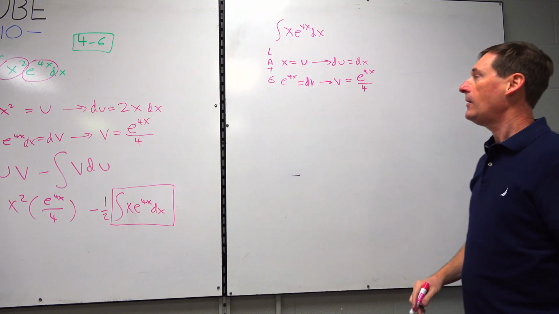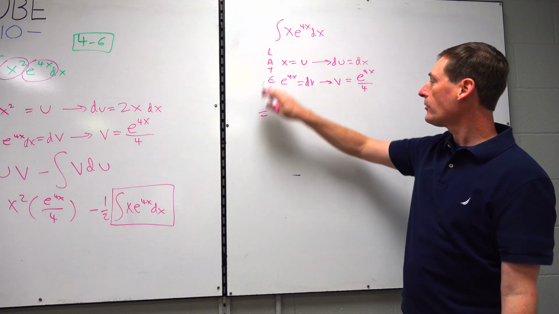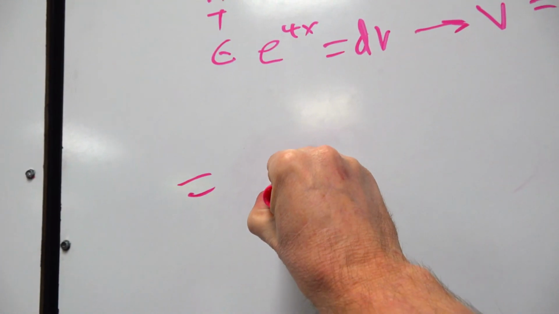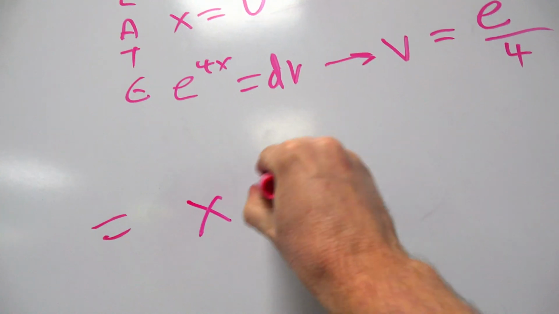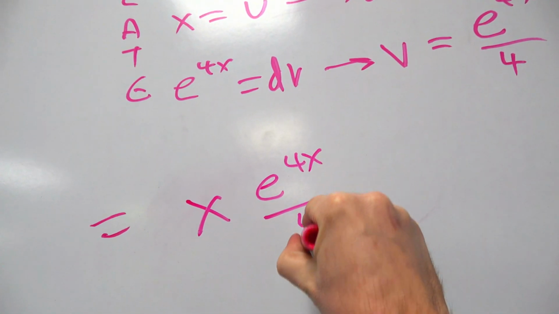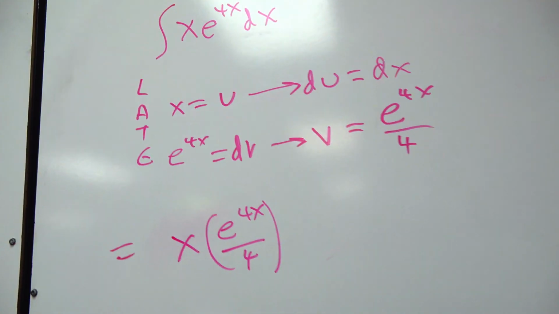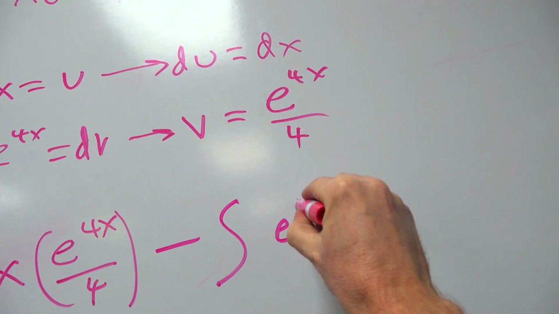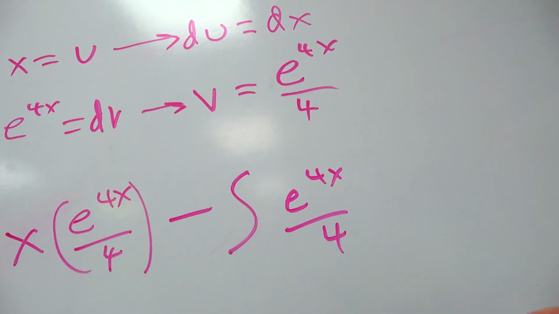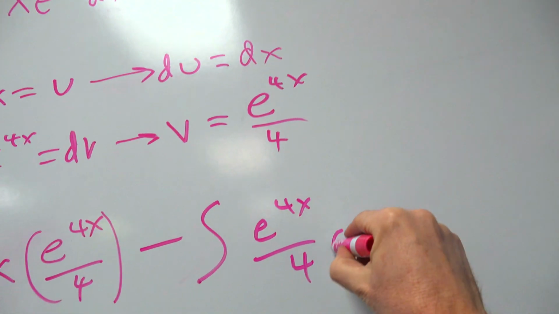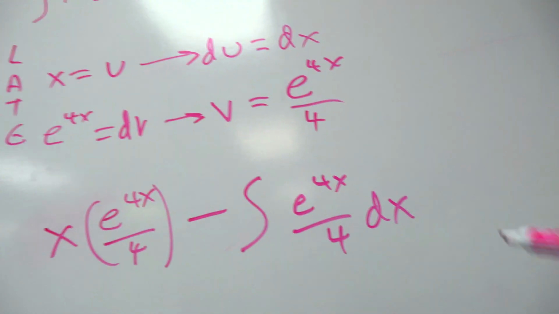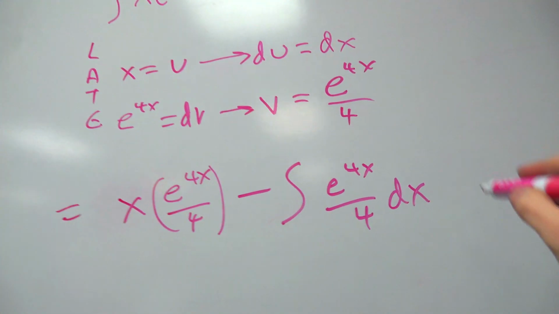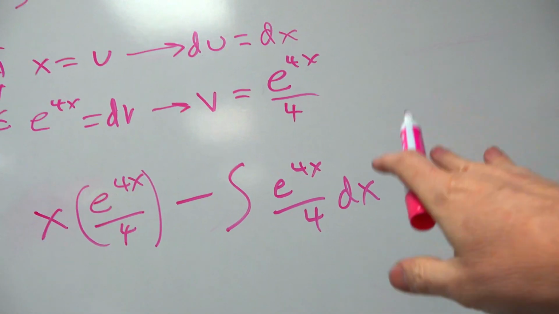That's the deal. Okay, so this integral equals uv, so u is x, and v is e to the 4x over 4. There's my uv, minus the integral of v times du. Okay, that's v du right there. So uv minus integral v du. Then you ask yourself, is this another parts or can I do it? Oh no, we can do this one.